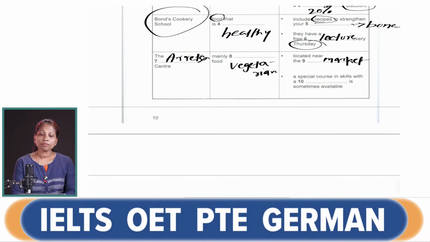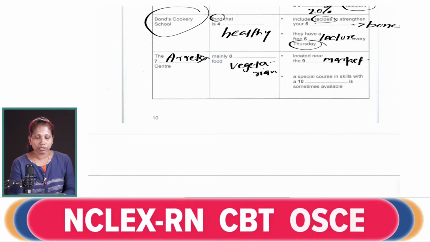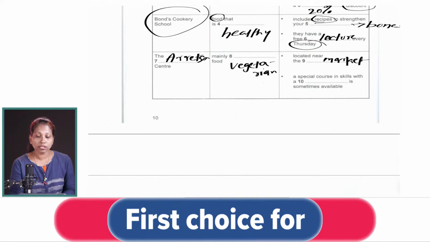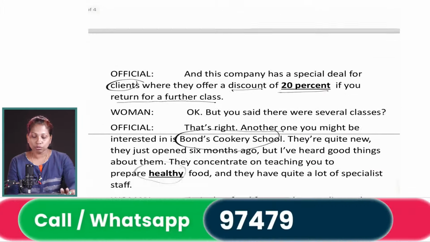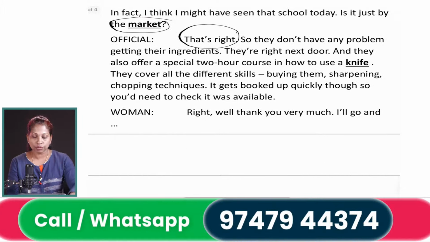Okay. That will complete your location details. Next. They offer what? A special course in skills. A special course in skills with a dash is sometimes available, right? So the last part of the audio is about that.